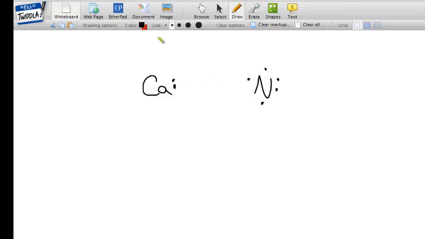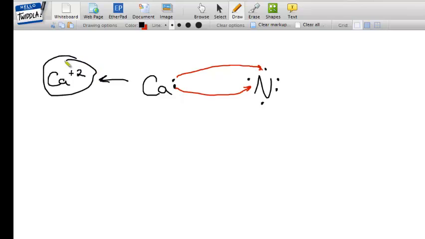So we can show how calcium and nitrogen will bond. Calcium wants to get rid of these 2 electrons, so it can give 1 and 2 to nitrogen. And when it does that, it becomes stable. It becomes charged, yes, but stable. Its dots are now gone. Okay? So there you go. But this nitrogen is not yet stable. The nitrogen just gained 2 electrons, but it needs 1 more. It needs 1 more electron to be stable.